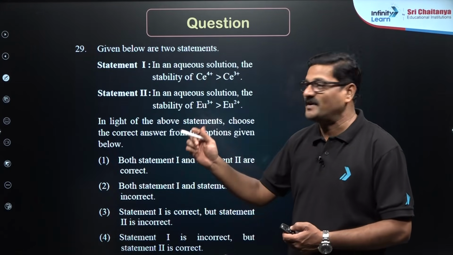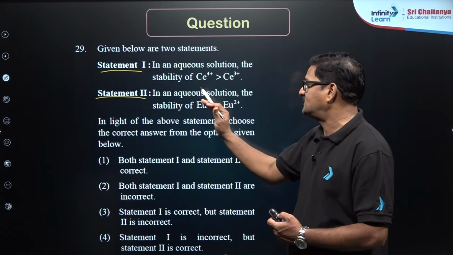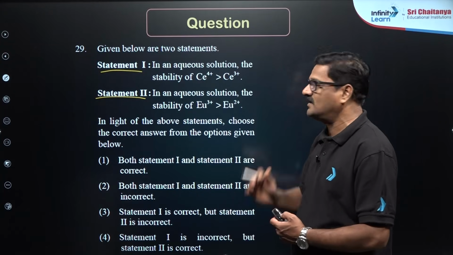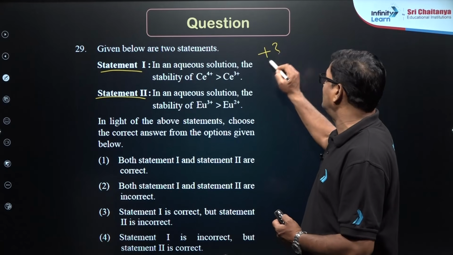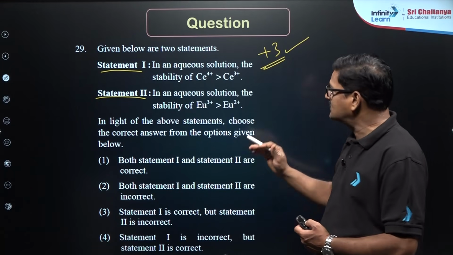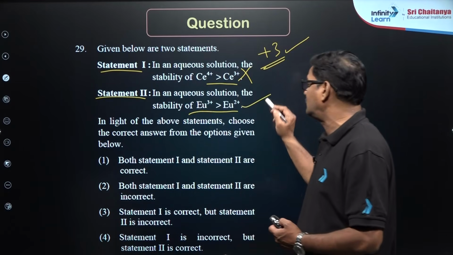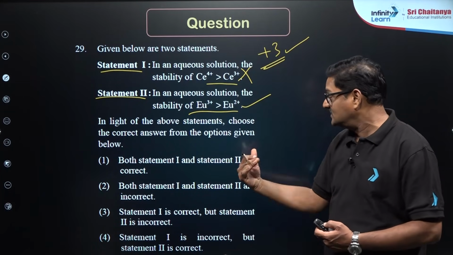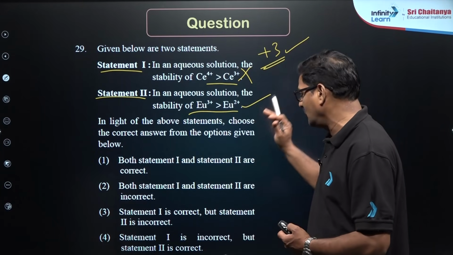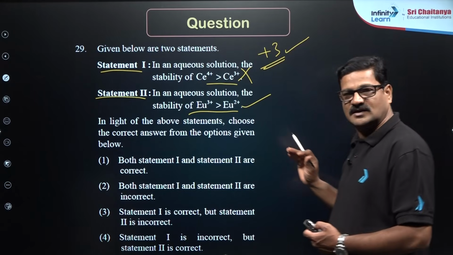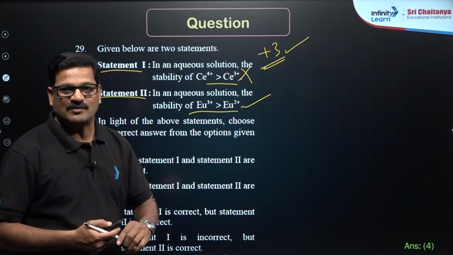Here it is a statement based question, statement 1 and statement 2. Statement 1: in aqueous solution, the stability order of cerium 4 plus is greater than cerium 3 plus. Generally in the lanthanoid elements, plus 3 oxidation state is generally stable, so that is not correct, but except here europium plus 3 is stable. Yes, plus 3 is stable, so here it is a correct statement. So, statement 1 is incorrect and statement 2 is correct. Option 4 is the correct answer for this question.